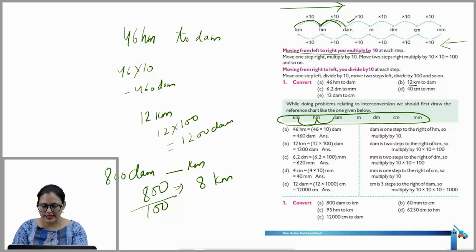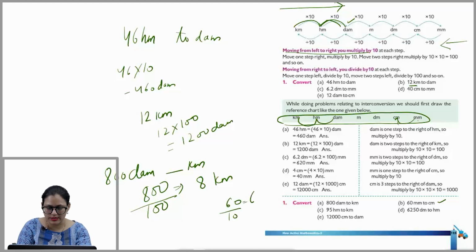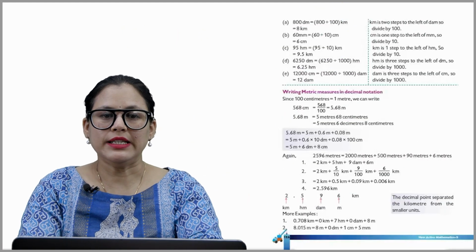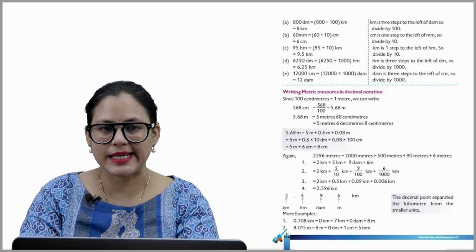Right. Next is 60 millimeter to centimeter. This is millimeter, and we have to convert into centimeter. See, we are going towards left. That means we will divide. And by how much? By 10, because we moved only 1 step left. So 60 divided by 10 is equal to 6 centimeter, right? So similarly, you will do all the examples like this only.